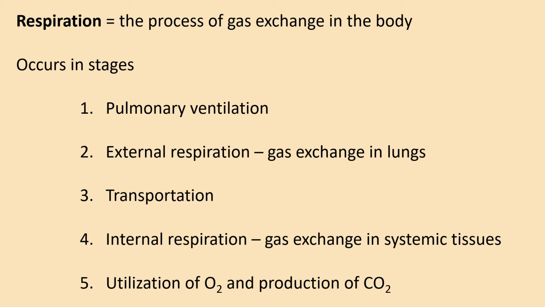And then transportation refers to the forms in which these gases are carried as they're moved by our blood all around the body. How is carbon dioxide carted around? How is oxygen carted around? And then we have internal respiration. That's our second site of gas exchange. And during internal respiration, there's an exchange of material between blood in a systemic capillary and a body tissue. And then finally, the whole purpose of the respiratory system is because our cells need to use oxygen and they generate carbon dioxide as a waste product.